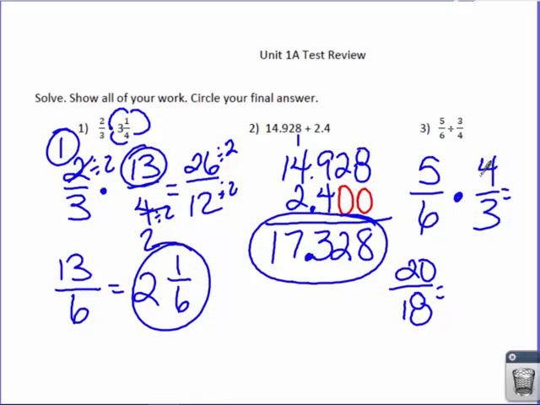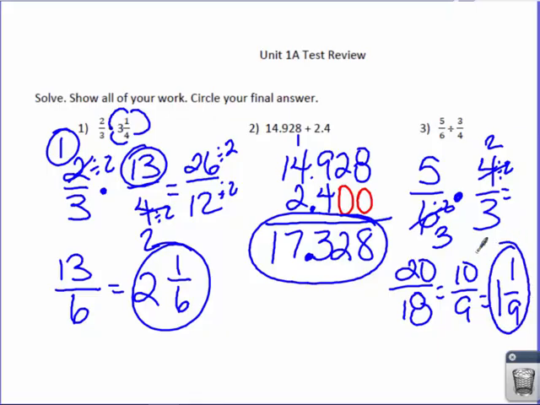You'll notice here I've got a 4 and a 6. I can divide each of those by 2. And then when I multiply, I end up with 5 times 2 is 10, 3 times 3 is 9. And then I simplify that. You'll notice that I could have just divided the 20 and the 18 by 2 and come up with 10 over 9. Now it's an improper, so I do 9 goes into 10 one time. 1 times 9 is 9. I subtract. 10 take away 9 is 1 over 9. And 1 1/9 is my final answer.